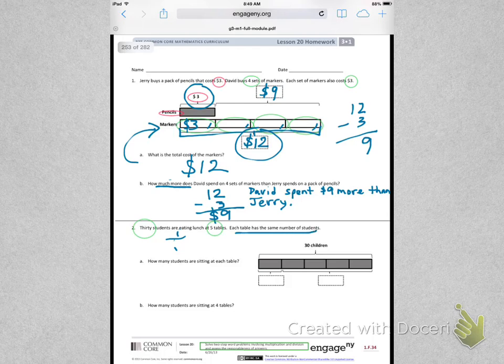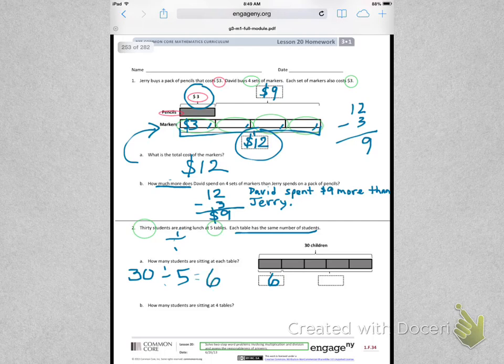Look at A. How many students are sitting at each table? Well, I'm going to look at my diagram. I see that there are 5 boxes. 1, 2, 3, 4, 5. That's the 5 tables. And I see the 30 students. How many students are at each table is 30 divided by 5. So how many are at each table? That would be 6. There are 6 at each table.